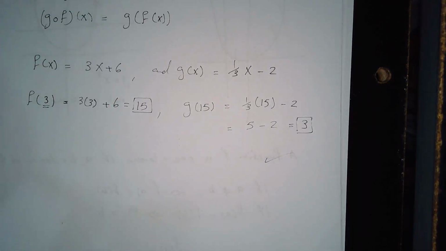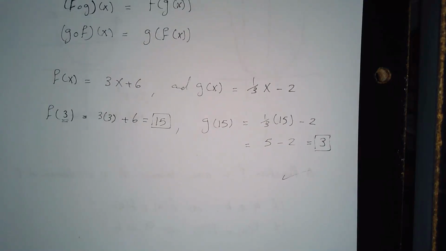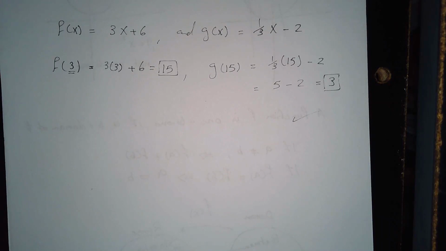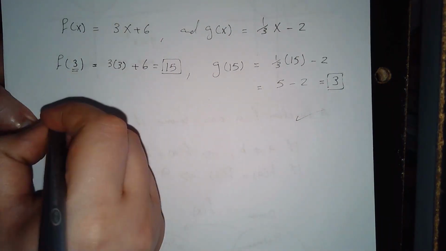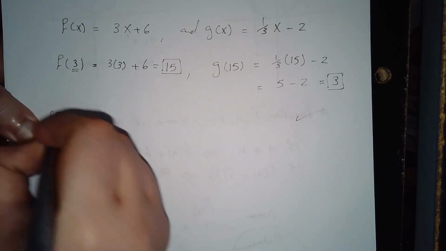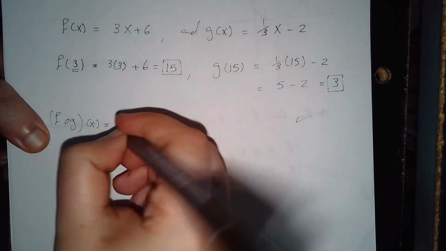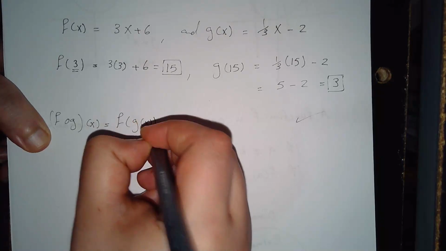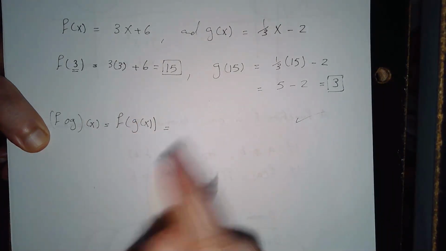Okay, so that was us doing it using a number. Plugging into the entire function is going to be very similar. Just instead of a number, you're going to do f of x and g of x as a whole. Yeah? So, if I want to do f composition g of x, yes? This is basically going to be f of x with g of x plugged in, right? Okay, so let's do that.